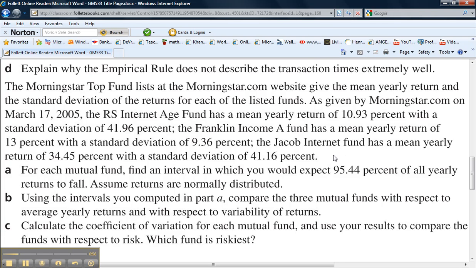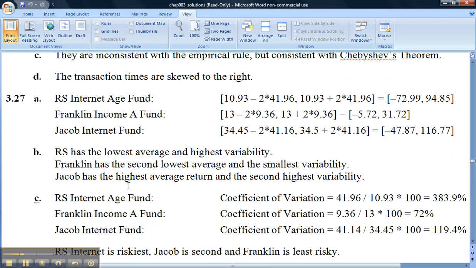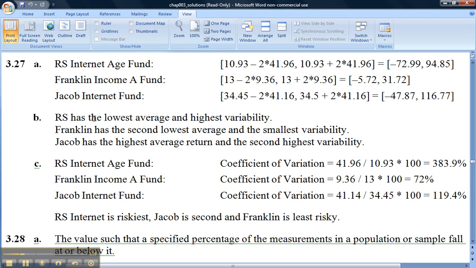The one with the lowest variability, which means the one that possibly is going to vary the least, will be this fund at 9.36. The other ones have a high variability, even though this one has a high return. So the way you would write this out, going to the solution, here we have RS has the lowest average and the highest variability. Franklin has the second lowest average and the smallest variability, so forth and so on. We're just comparing them. Okay.